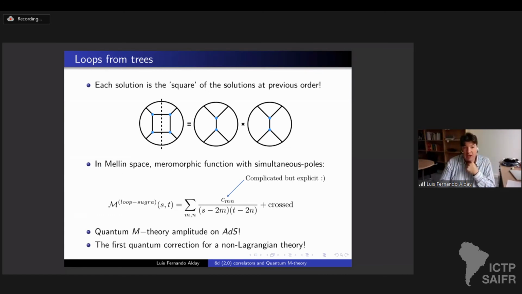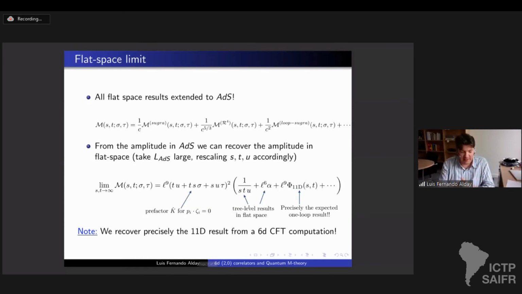And for instance, we can explicitly compute in Mellin space this loop supergravity, the term that goes like 1/c squared. And this is just a meromorphic function with simultaneous poles, where these are complicated, but are actually completely explicit. So this is a quantum M-theory amplitude on AdS, and it's the first quantum correction for a non-Lagrangian theory. So this is the last slide before the conclusions.